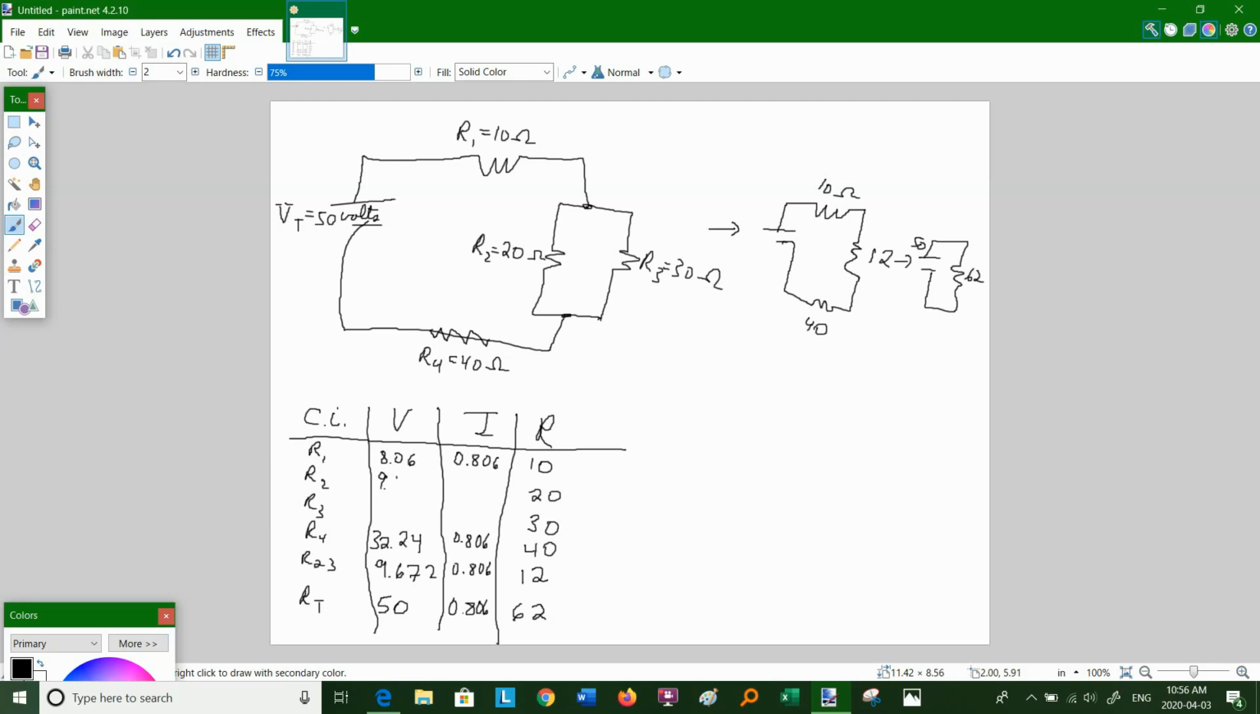So 9.672 across R2 and 9.672 across R3. So then I is V over R, 9.672 divided by 20, which is 0.484. And the other one is 9.672 over 30, which is 0.322. And 0.484 plus 0.322 is 0.806. So that works. So there you go. Hooray!